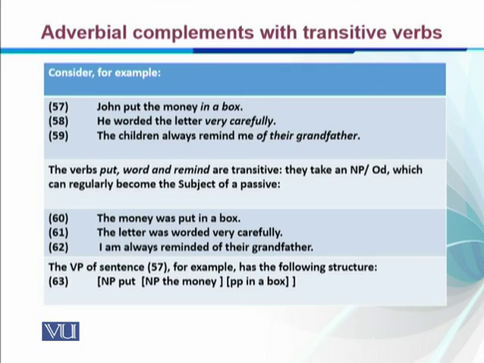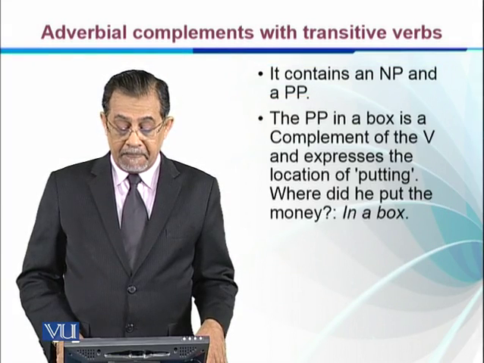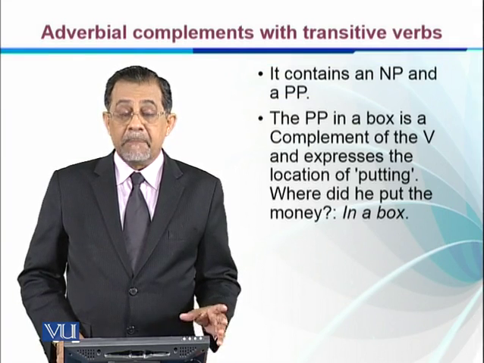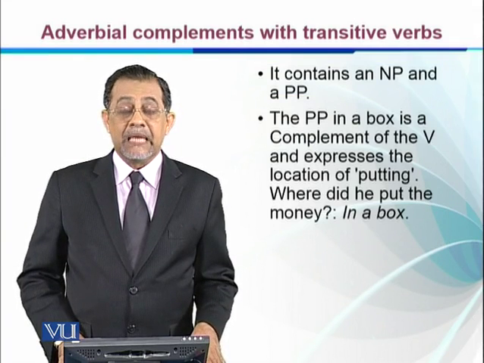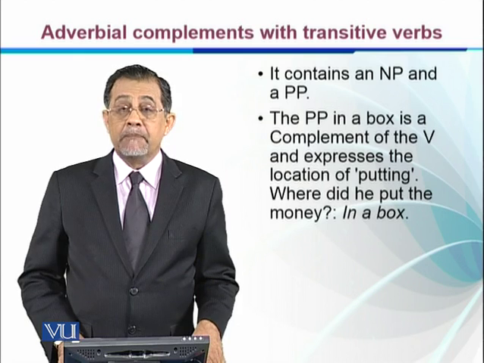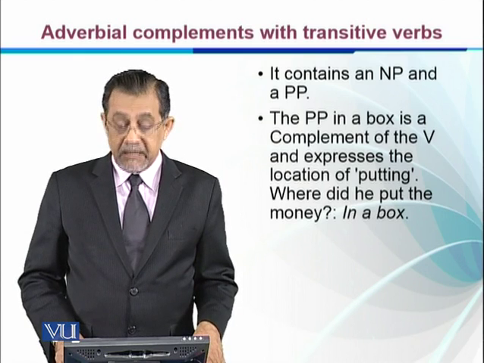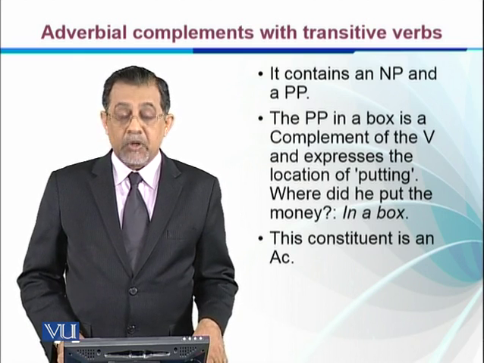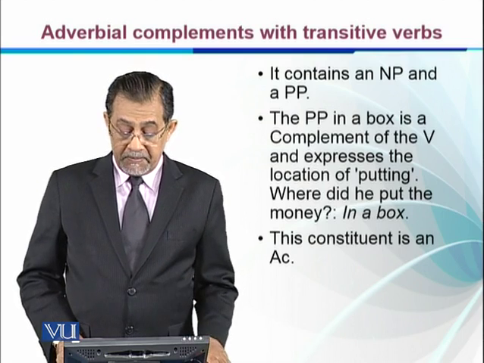So the VP of 57, that is put, has the following structure. Put, which is a verb, it must have a noun phrase as it has the money, and it must have a prepositional phrase as adverbial complement as it has in a box in this example. So it contains an NP and a PP. The PP in a box is a complement of the verb and expresses the location of putting. Where did he put the money? Obviously the answer is in a box. This constituent is an adverbial complement.